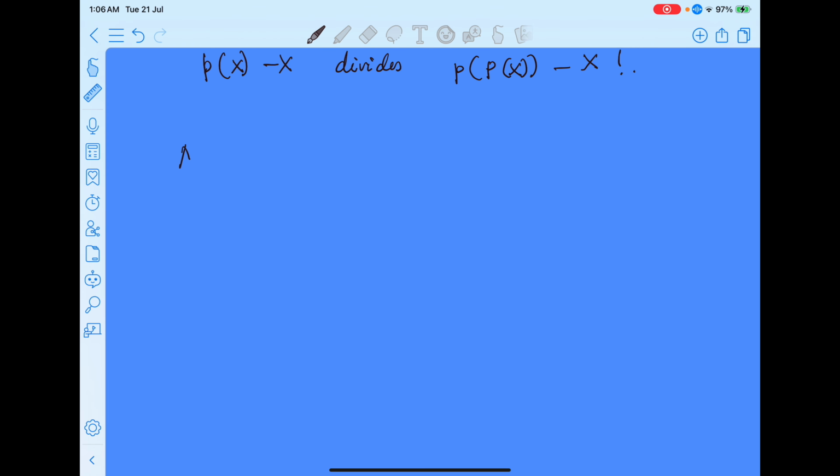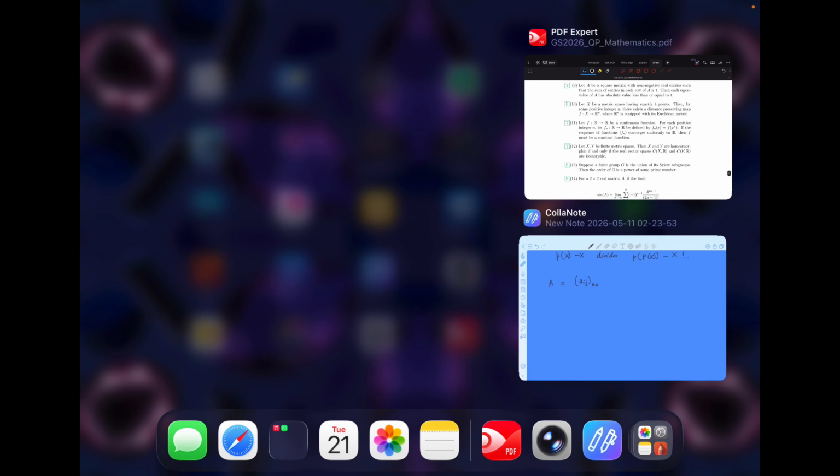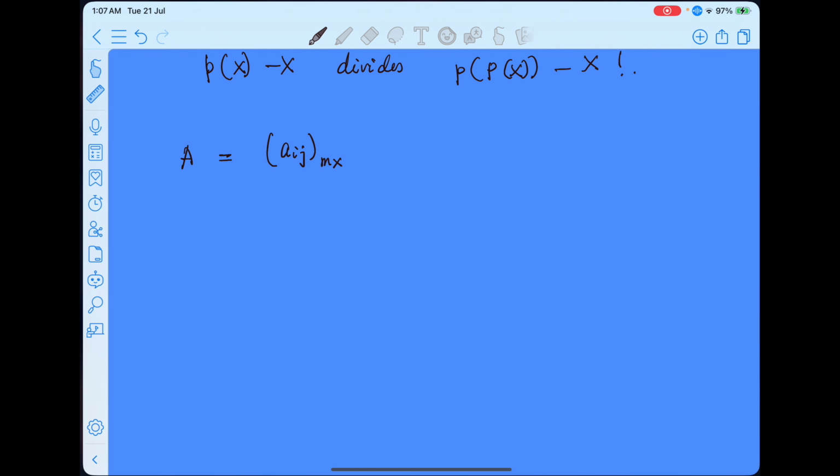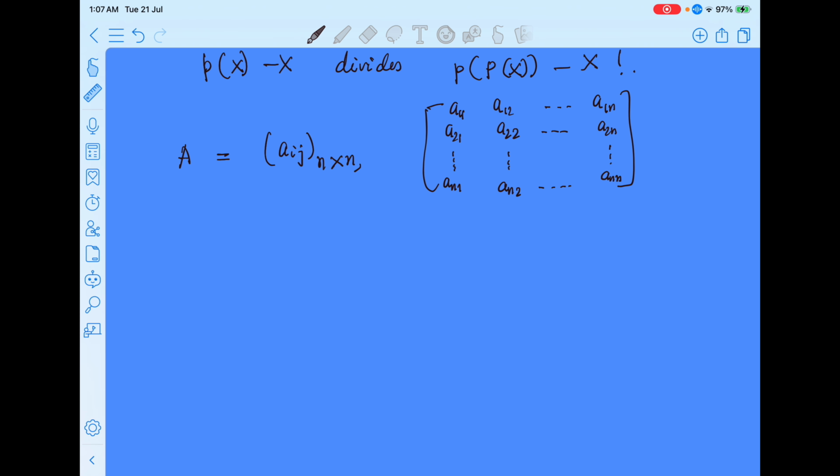So, A be a matrix a_ij, m cross n. Sorry, a square matrix. Oh, sorry. These are square matrix, n cross n. Okay. More precisely, a11, a12, dot dot a1n, a21, a22. Okay.